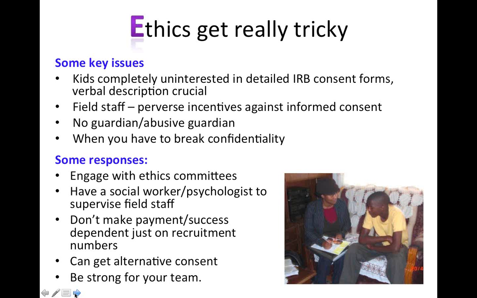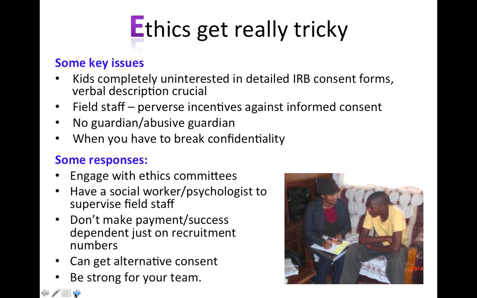And something that we've arranged with our ethics committees is that if there is an abusive guardian, the child can get consent, adult consent, from another adult who they nominate. So that can be their teacher or a social worker if they have one, or an aunt or a cousin. Of course, that's never simple, and we try not to do that unless it's absolutely essential.